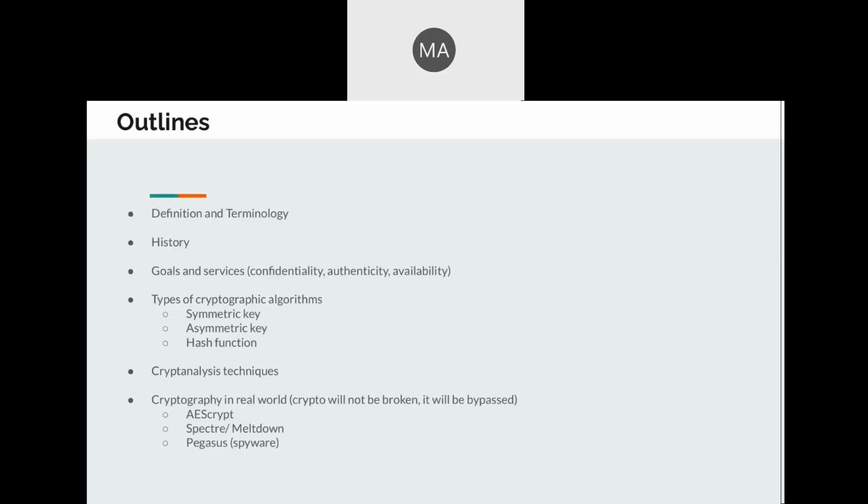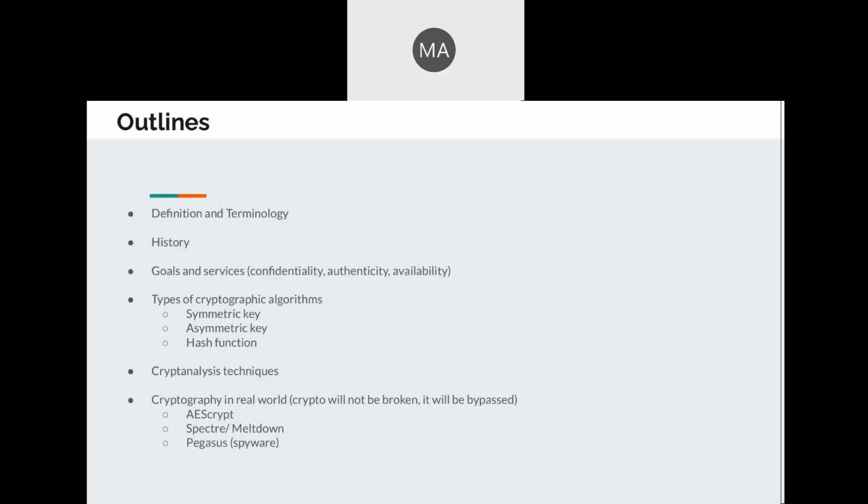And then we'll also discuss some types of cryptographic protocols and some popularly known cryptanalytic techniques. And lastly, we will discuss real world cryptography. And we try to bridge the gap between cryptography in theory and cryptography in practice.